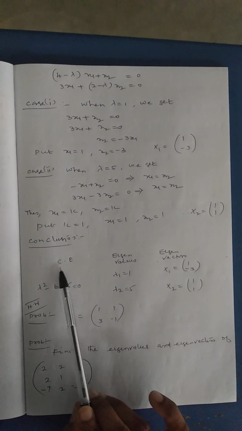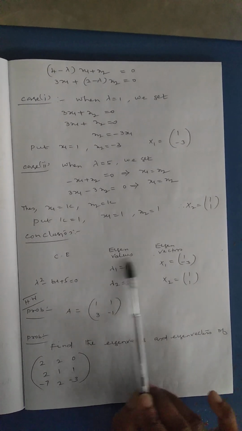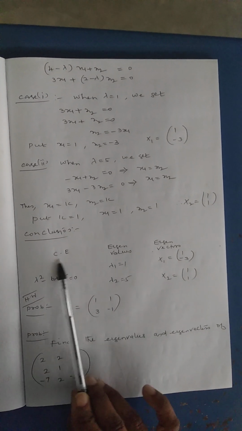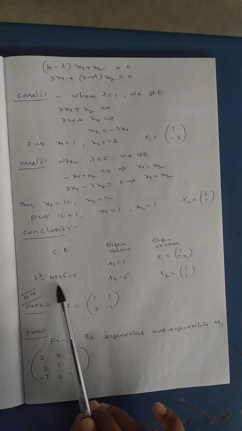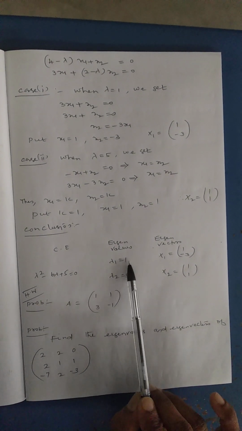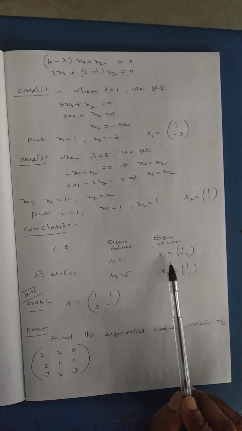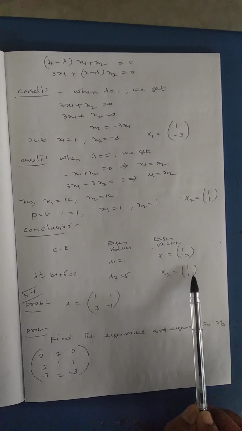So the conclusion: this is the characteristic equation, eigenvalues, and eigenvectors. The characteristic equation is lambda square minus 6 lambda plus 5 equals 0. So lambda 1 equals 1, lambda 2 equals 5. So X1 equals 1, minus 3, and X2 equals 1, 1.